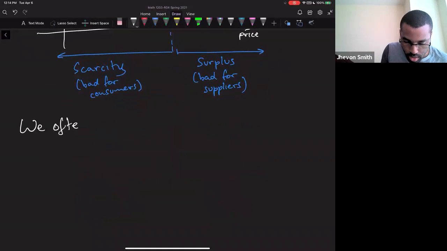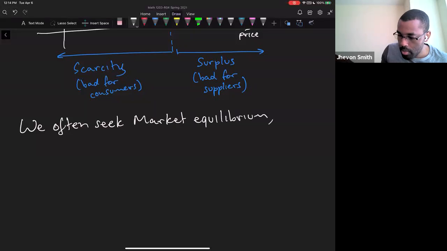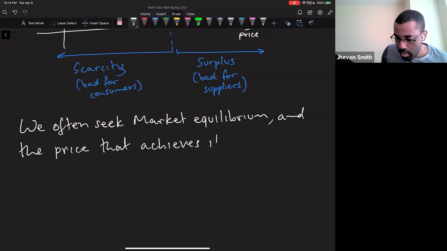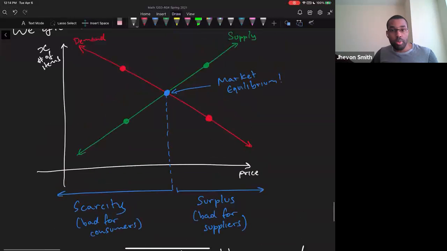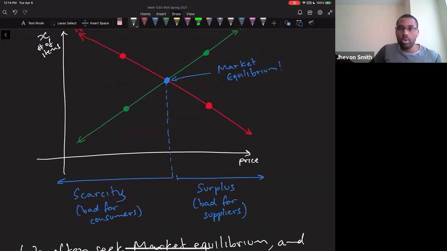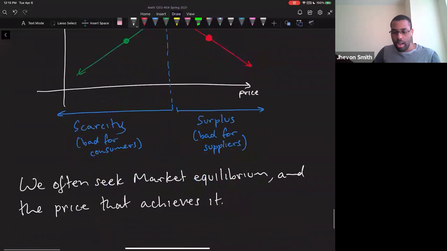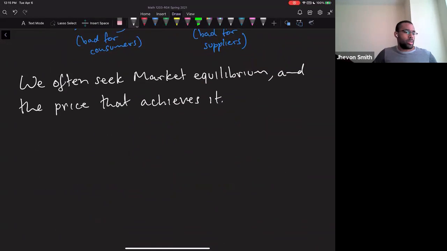We often seek market equilibrium and the price that achieves it, right? A lot of this market equilibrium has to do with the price. If the price is too low, you have scarcity because everyone's going to buy it. It's cheap. If the price is too high, you can have surplus. Not enough people are going to buy it. You want the price just right. And then you'll have the buyers matching the sellers. It's beautiful. Everything works in harmony.